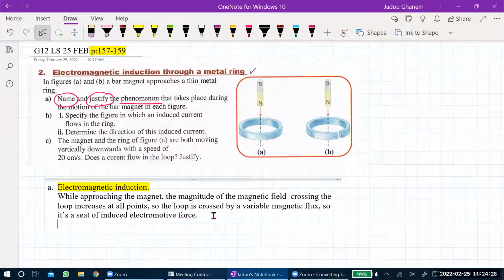Most of you said it's going to be figure A because it's a closed circuit, and it's not figure B because it's an open circuit. So your answer is totally correct. Concerning the next part, let me write directly the answer for part I: in figure A, induced current flows in the loop.